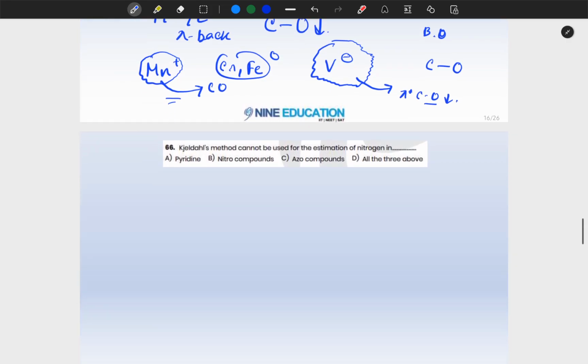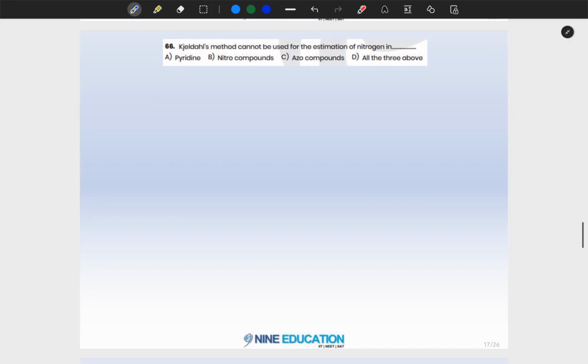Now let's proceed to the next question. The Kjeldahl method is basically used for the estimation of nitrogen, specifically the quantitative estimation of nitrogen in organic compounds. However, it is not applicable to all nitrogen containing compounds, because this method basically relies on converting nitrogen to ammonium sulfate.